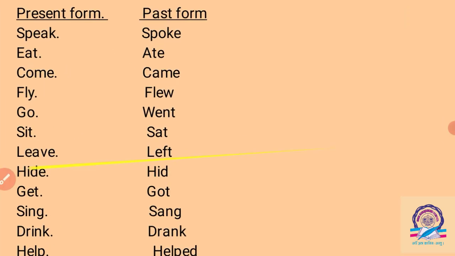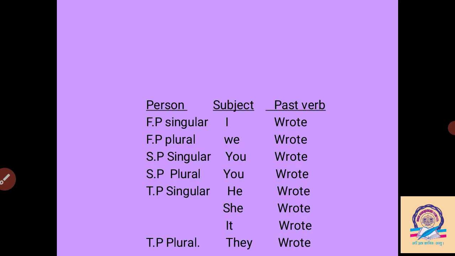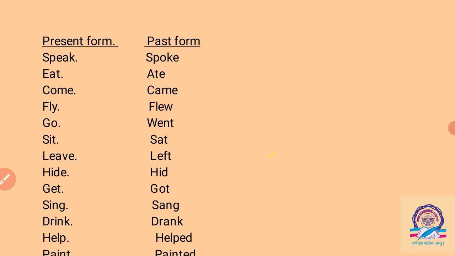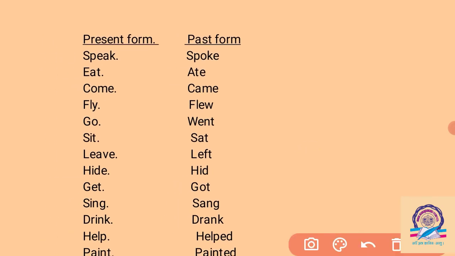How are we changing them? The present form of the verb is given here. If speak is given, speak changes into spoke in the past form. Eat changes into ate in the past form. Come changes into came. Fly changes into flew. Go changes into went in the past verb.